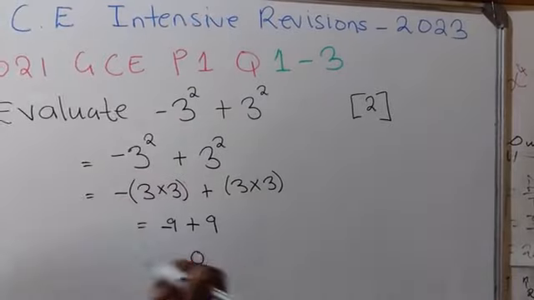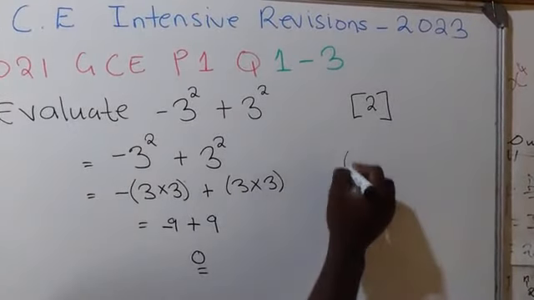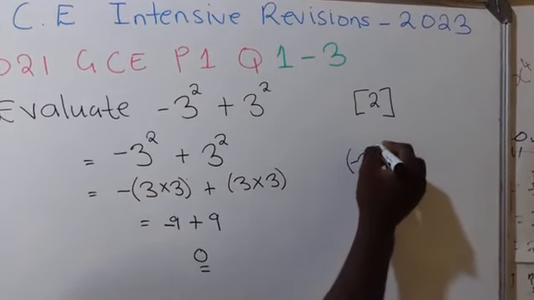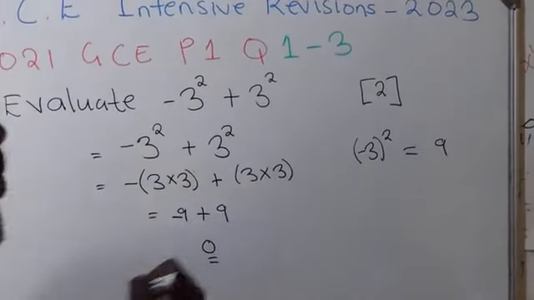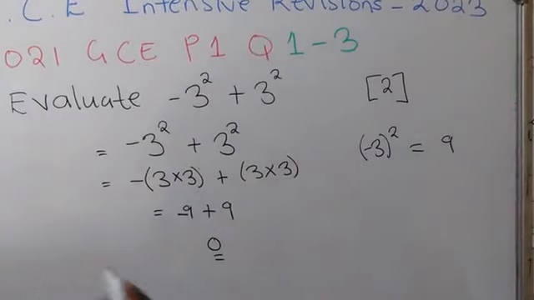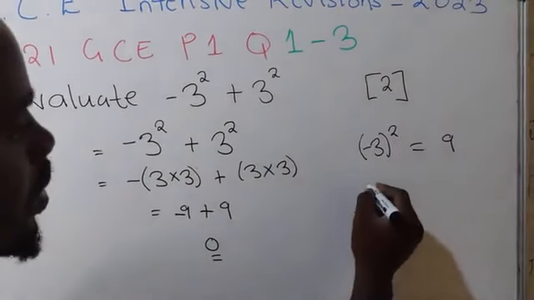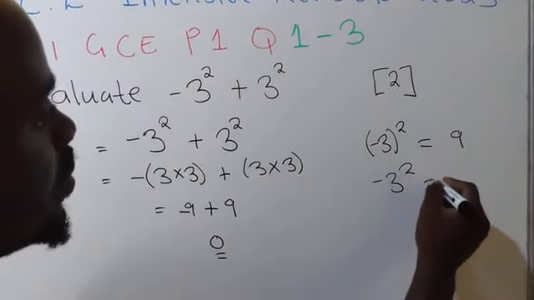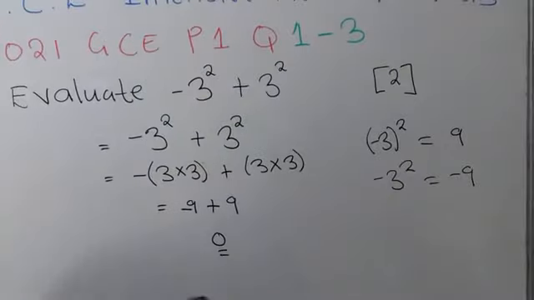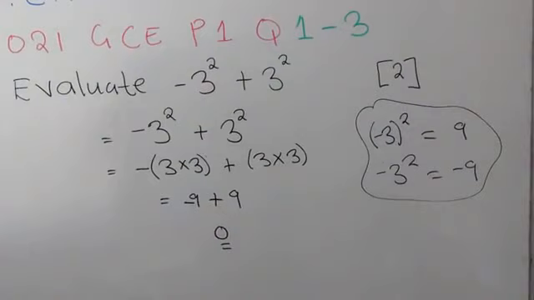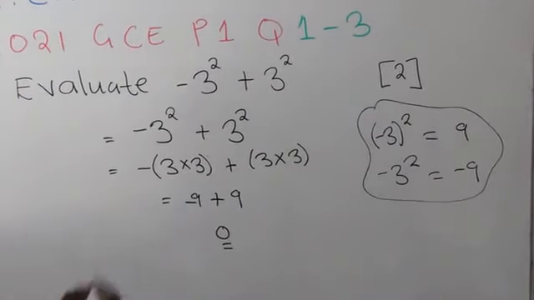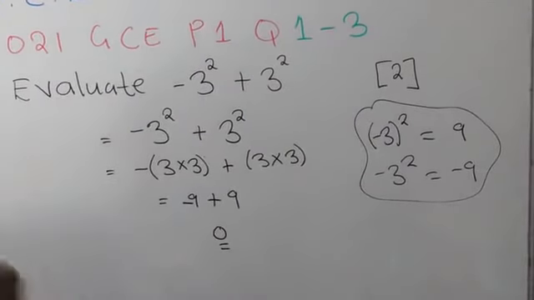You have to understand something here. If you have something like negative 3 in brackets, then it's squared, definitely this will give you a positive 9, because you say negative 3 times negative 3. But if you have negative 3 squared, this will give you negative 9. We have to understand this principle here. So this is how best we can answer this question and be given 2 marks, just like that.